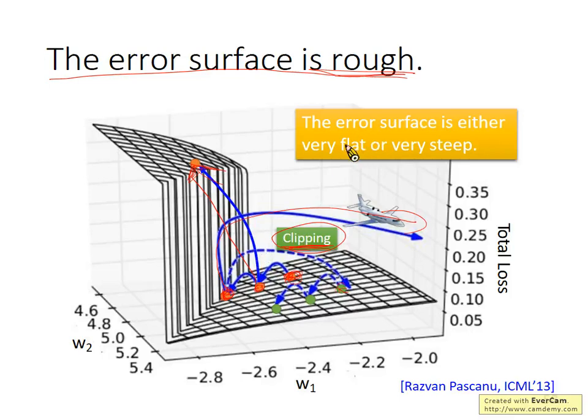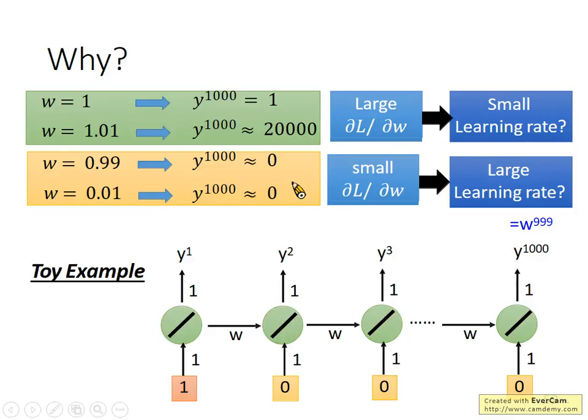Okay, so the main reason why it is difficult to train an RNN is that the error surface is either very flat or very steep. Okay, it's quite complex, and we can also see why this happens from a toy example.